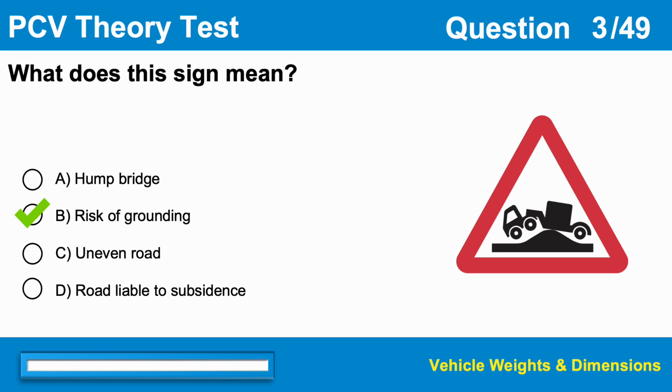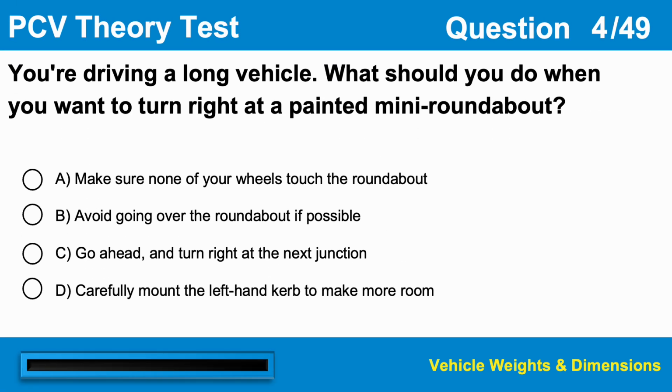The correct answer is B. If you see this sign, be aware that there's a danger of grounding. This can happen where there's a pronounced bump in the road, such as at a level crossing or a hump bridge.